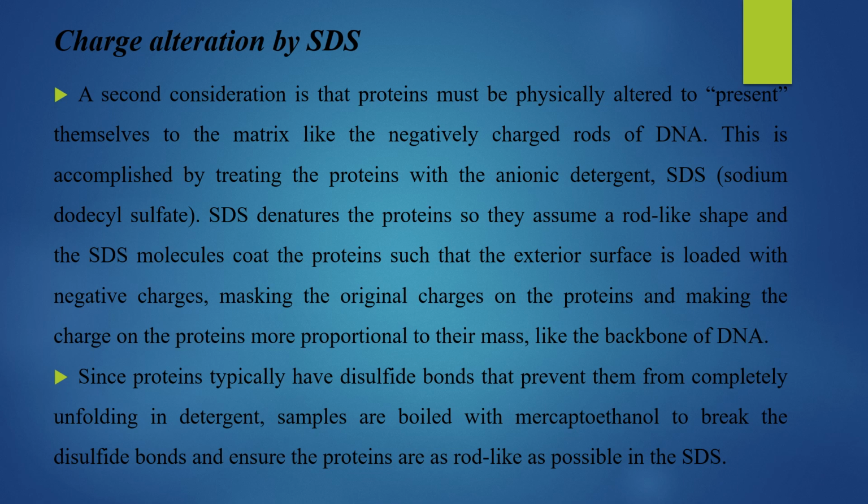This is accomplished by treating the proteins with an ionic detergent, SDS, that is sodium dodecyl sulfate. The SDS denatures the proteins so they assume a rod-like shape. We mentioned that proteins are globular, round, but now we are pushing them into rods. The SDS molecules coat the proteins such that the exterior surface is loaded with negative charges, masking the original charges on the proteins and making the charge on the proteins more proportional to their mass, like the backbone of DNA.